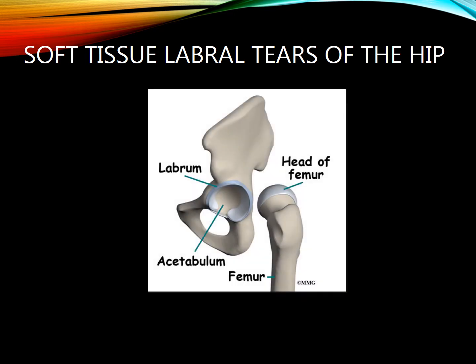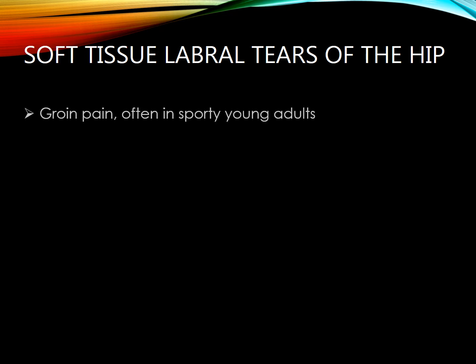Now, I want to say just a little bit about the soft tissue labral tears of the hip, because there is a general lesson to be learnt about these tears and how they present. If you remember, the labrum is the rim around the edge of the acetabulum. It's fibrocartilaginous, and they can tear. And when it tears, it causes groin pain, and it often occurs in quite sporty young adults.